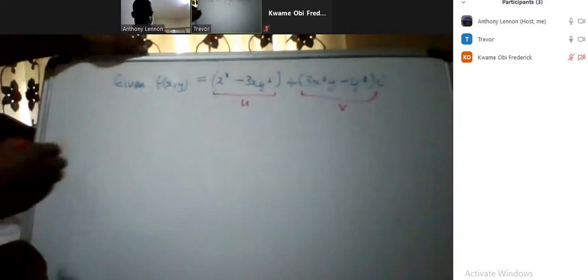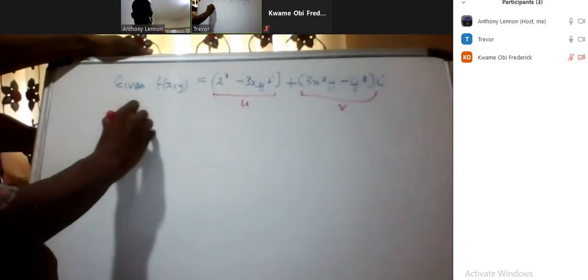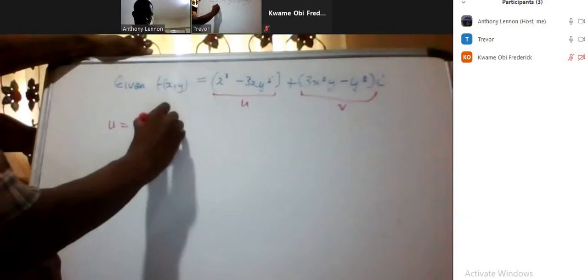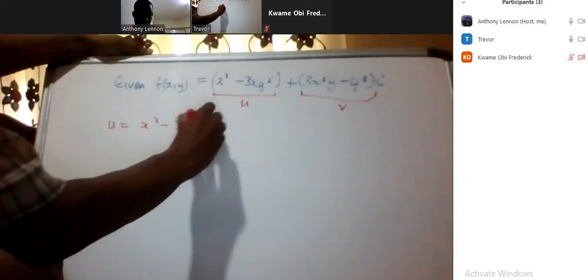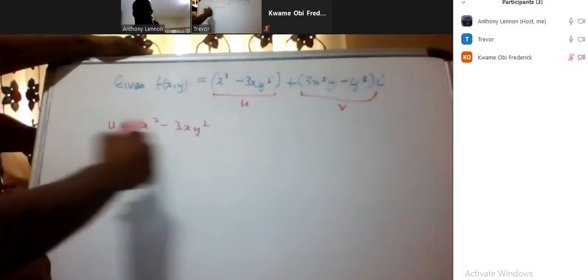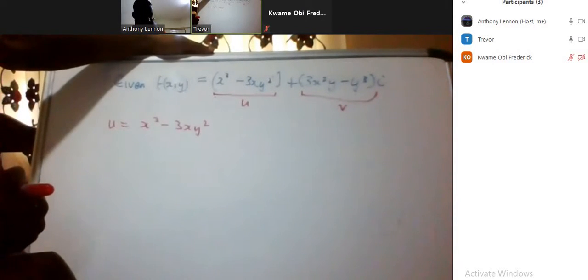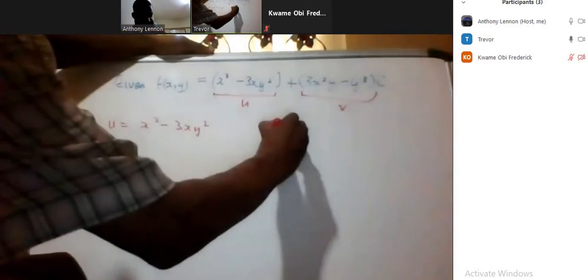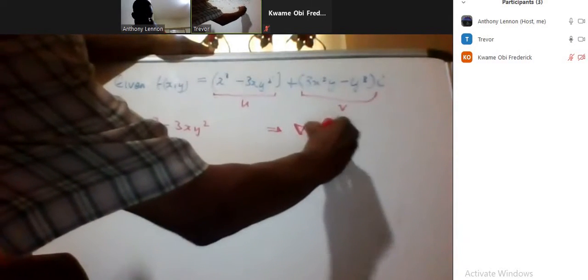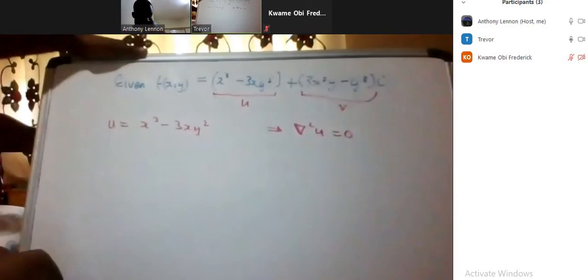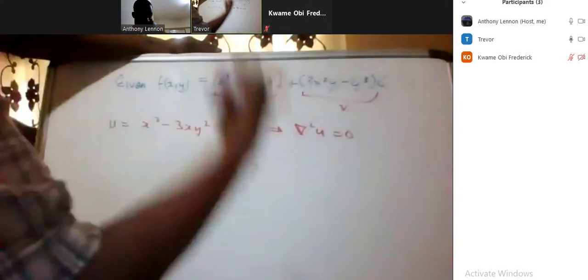All right. So u is equal to x cubed minus 3x squared y. Differentiate. We want to prove that it's harmonic, right? Harmonic implies del squared u is equal to 0. What is del squared? Remind yourself.